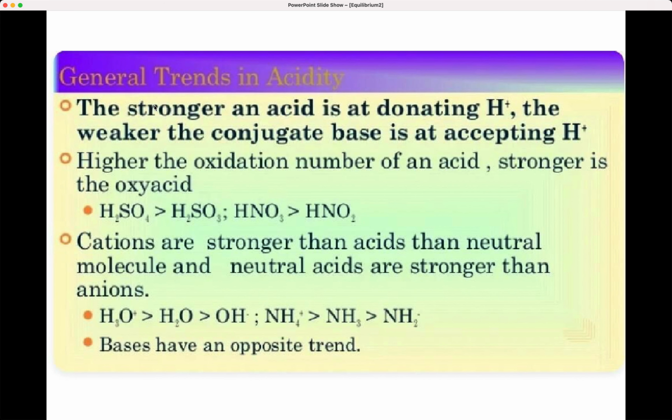Then general trends in acidity: the stronger an acid is at donating H plus, the weaker its conjugate base is at accepting H plus. The higher the oxidation number, the stronger is the oxyacid: H2SO4 is greater than H2SO3. Cations are stronger acids than neutral molecules, and neutral acids are stronger than anions. Bases have the opposite trend. And remember this point well, that is the trends in acidity.